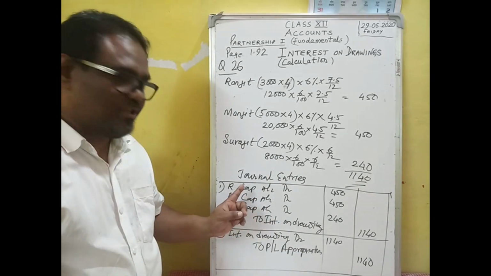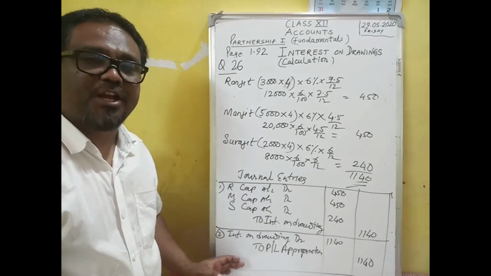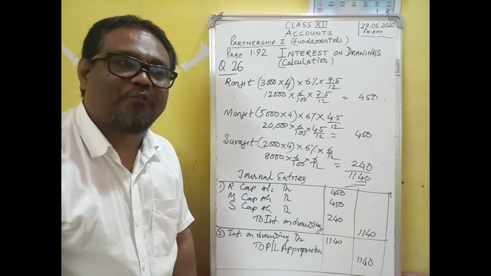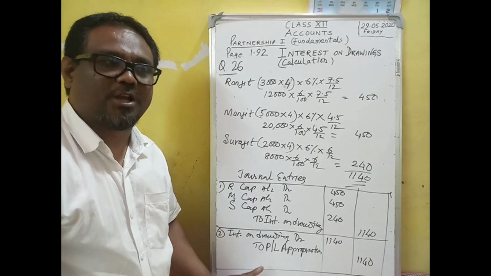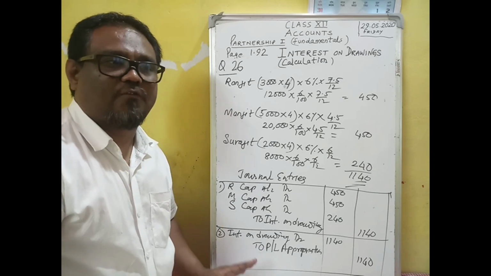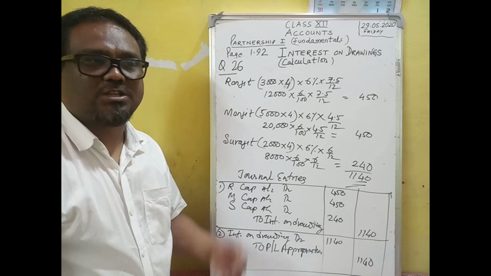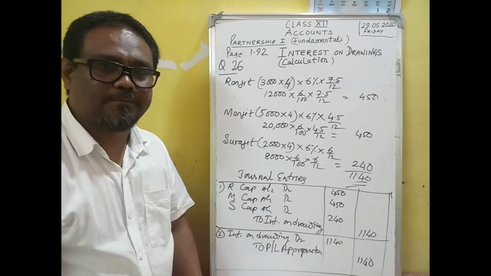So the partners' capital account is debited for interest on drawings, and it is an income for the firm. So it is to be credited to the profit and loss appropriation account. Interest on drawings is credited to the profit and loss appropriation account, since it is an income for the firm. So this is the calculation of interest on drawings and the journal entries.